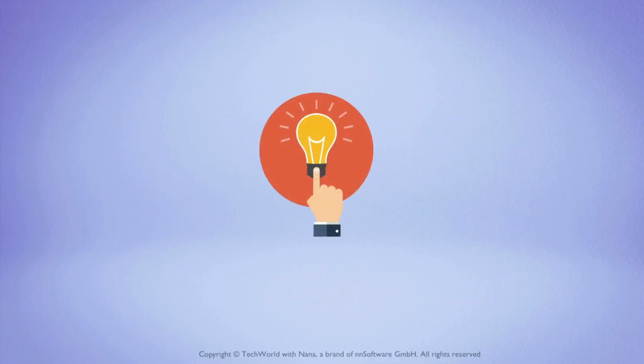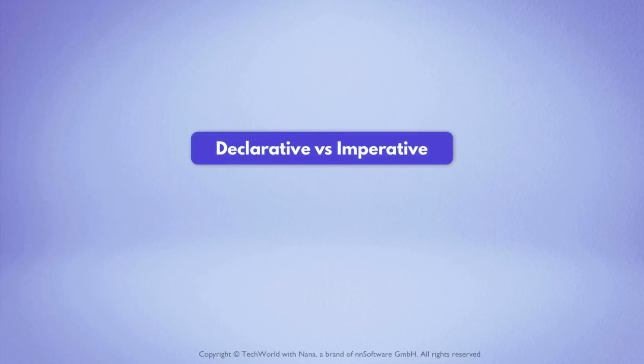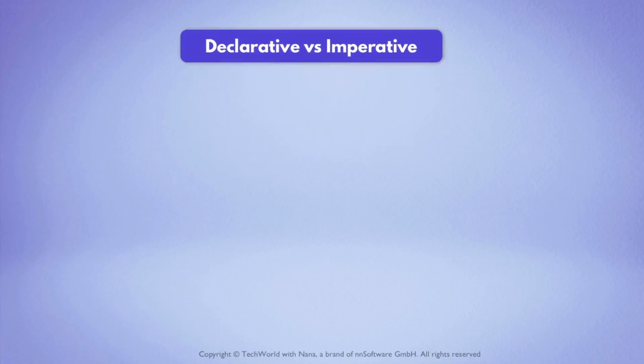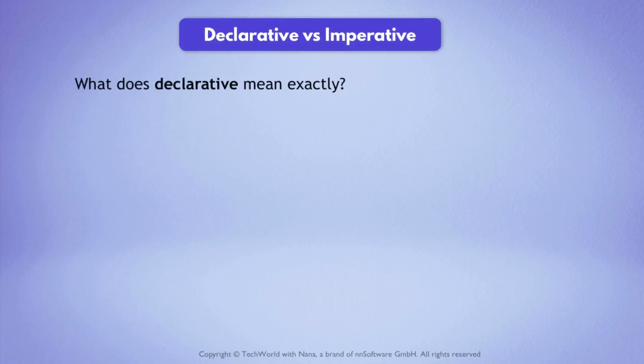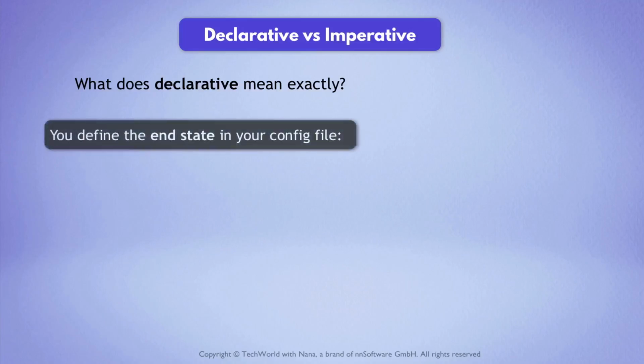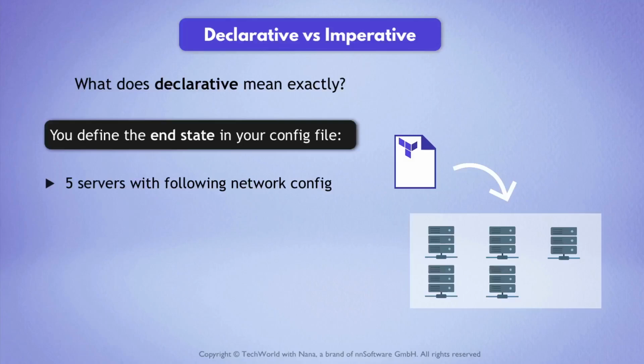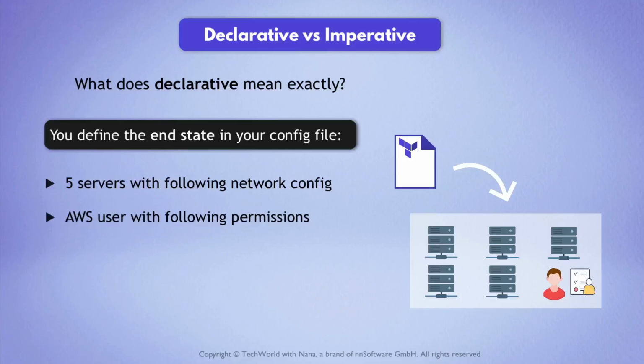Now, one thing I mentioned at the beginning, and I want to go into detail, is the declarative approach that Terraform's configuration files are written in. And this is important to understand. So what does declarative mean exactly? When you create a Terraform file, instead of defining what steps to be executed to create the VPC, or to spin up 5 EC2 instances or create the network configuration, you define the end state you desire. So you say, I want 5 servers with network configuration like this, and I want one AWS user that has these permissions to access all the servers. Terraform, go do that for me.